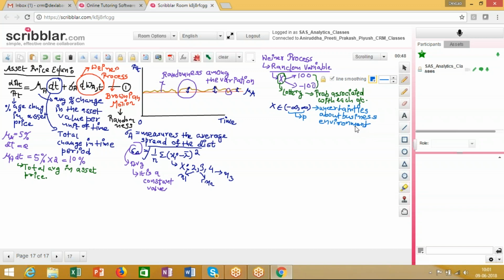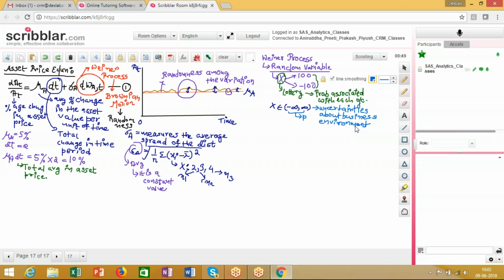So over here it says that the asset price is a function of the average growth in the asset price over time, plus the average dispersion, which is in turn affected by the random changes in the business environment, or the uncertainties in the business environment. Because if you think about it, the variation in the business's asset values would be determined by the uncertainty in the business environment, isn't it?